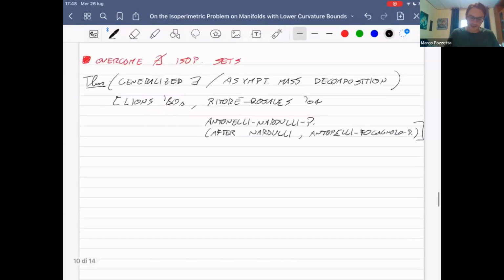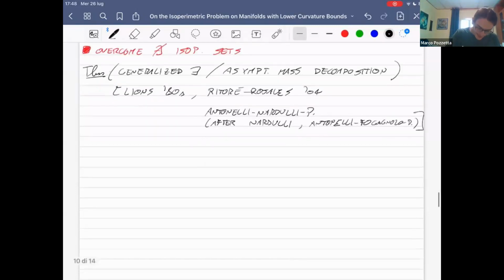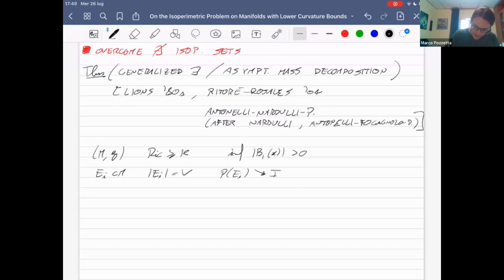And it has the following. Again, take (M, g) as before, Ricci bounded below. I can take Ricci bounded below by k, doesn't matter. And finally, it appears my assumption on the volume of unit balls. I take E_i contained in M, a minimizing sequence for some volume, so constant volume and perimeter of E_i going to the profile at that volume. And I ask what happens. So the statement is going to tell me what happens in general, even if I don't have existence.